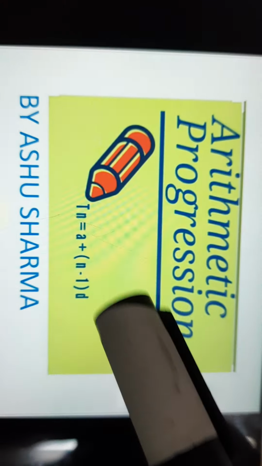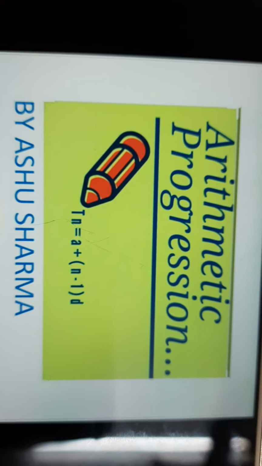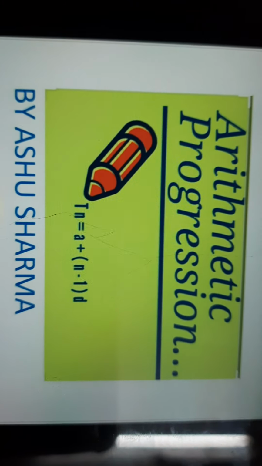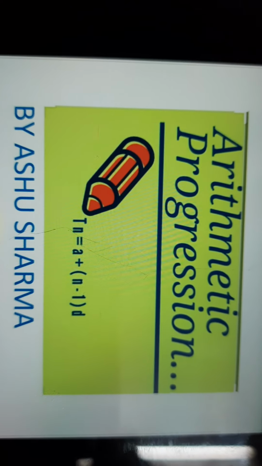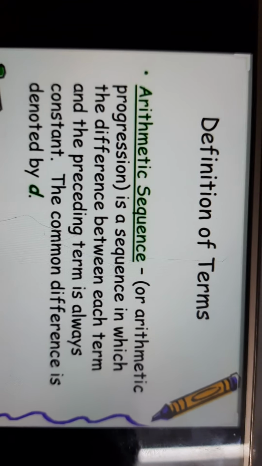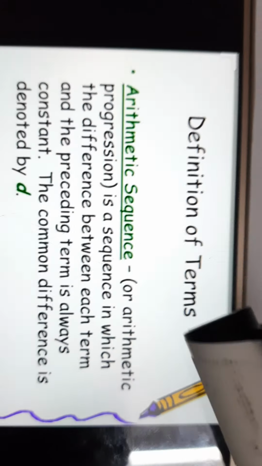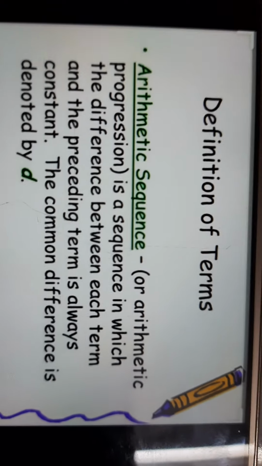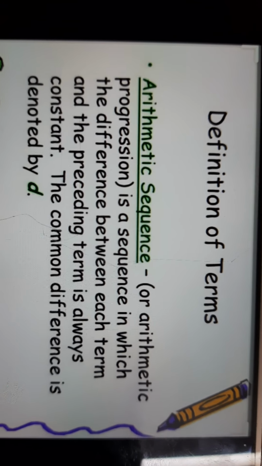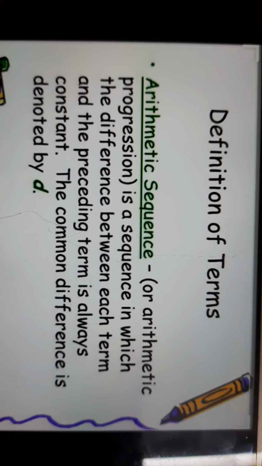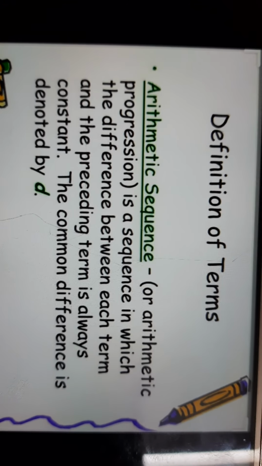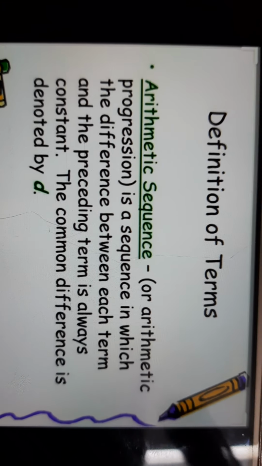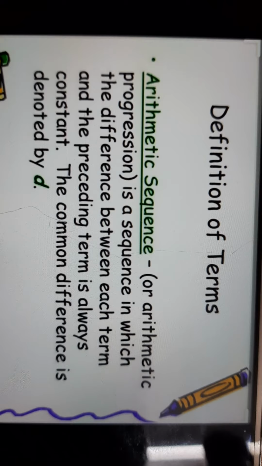So dear students, it is a series of numbers whose common difference is constant. Now what does it mean? Let us see what is the definition of arithmetic progression or sequence. It is a sequence in which the difference between each term and the preceding term is always constant, and that difference is always common, and that common difference is denoted by D.